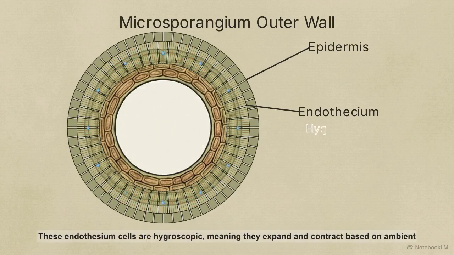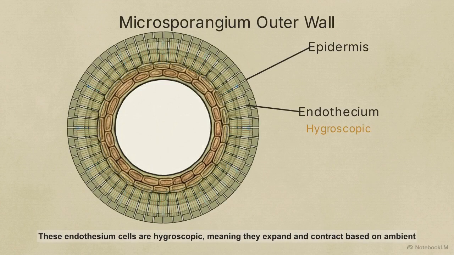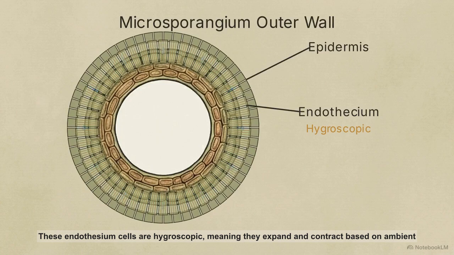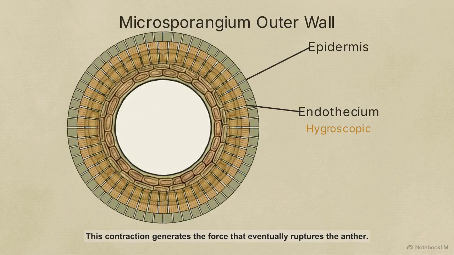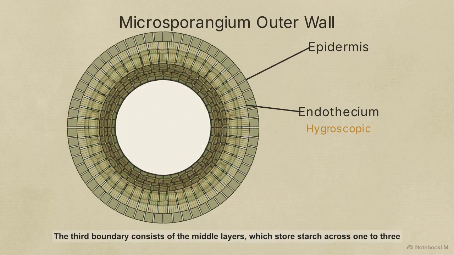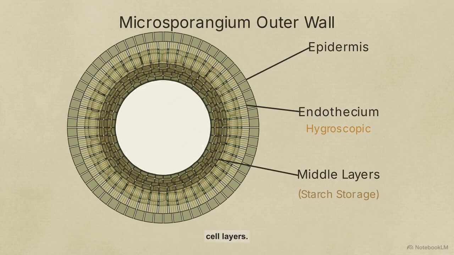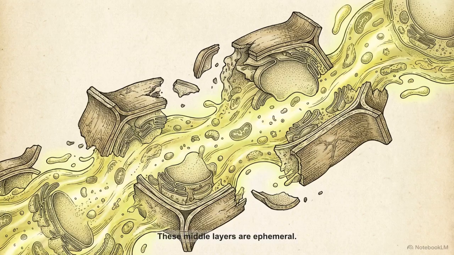These endothecium cells are hygroscopic, meaning they expand and contract based on ambient moisture levels. This contraction generates the force that eventually ruptures the anther. The third boundary consists of the middle layers, which store starch across 1 to 3 cell layers. These middle layers are ephemeral. They break down as the anther matures to feed the inner tissues.